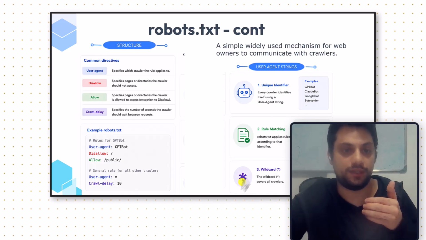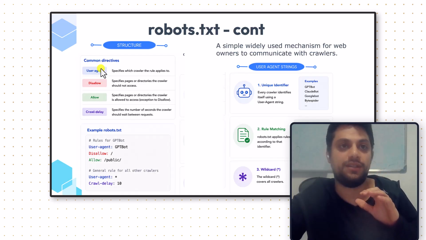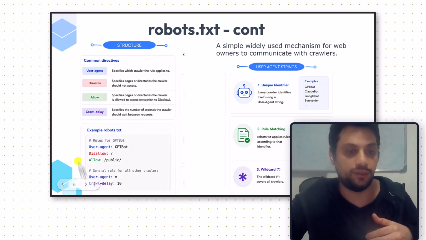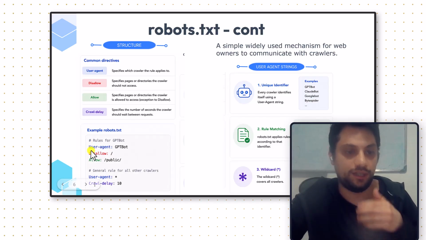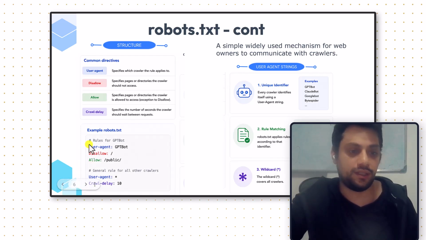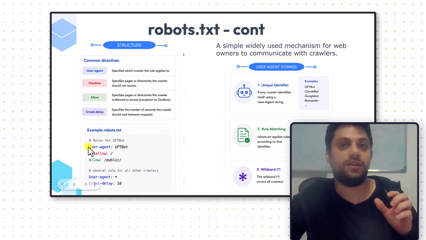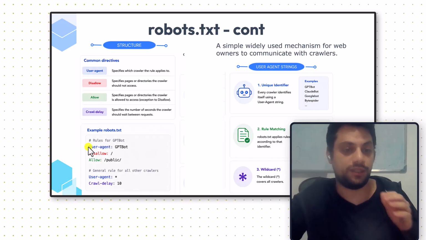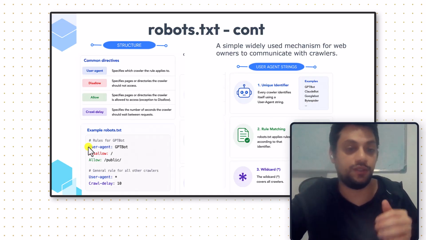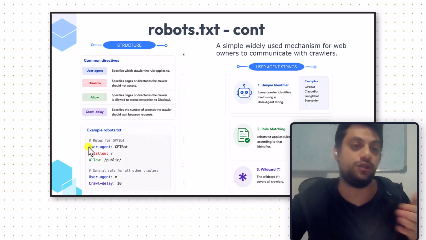Okay, so now that we figured out what a user agent string is, we can go more into the Robots.txt format, which we see here. Here we see an example of Robots.txt, and each of them is a rule. In each rule, we first specify the user agent string. The user agent string can be specific, for example GPTBot, or we can use a wildcard, which covers all the crawlers.